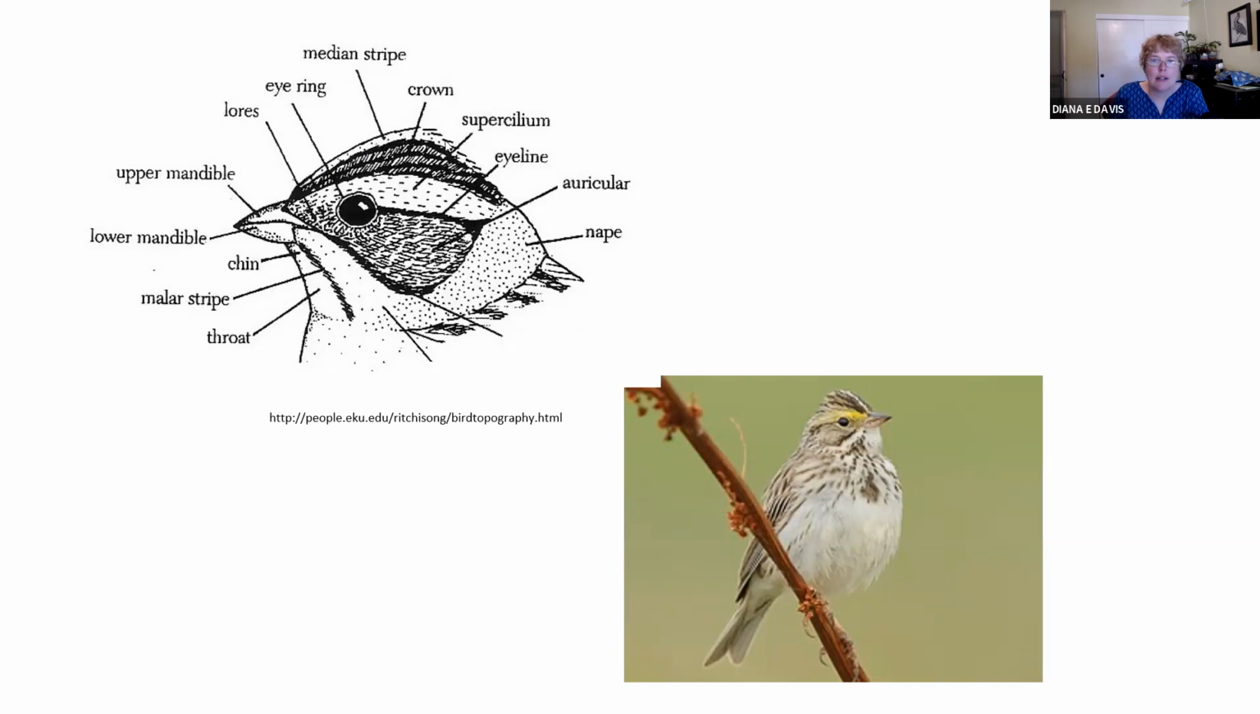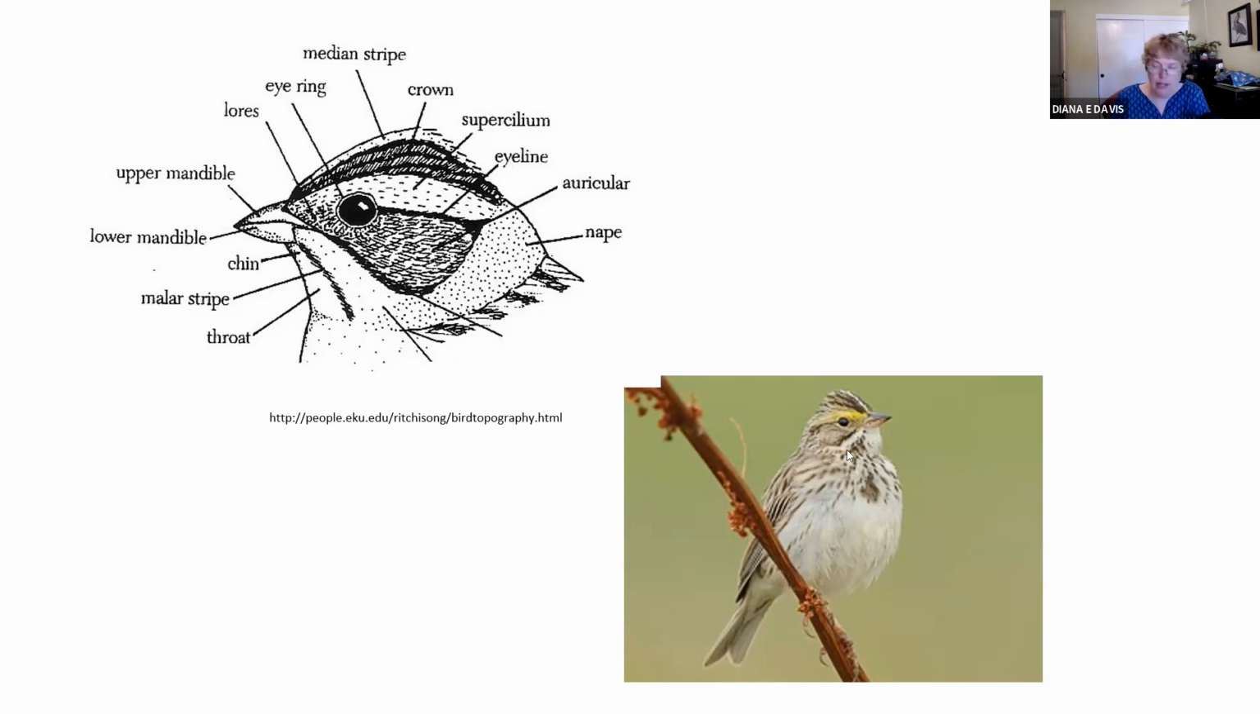It's got a stripe on the top of the head, and in fact, it's got a bunch of stripes up here. It has this line here, which is called an eye line. We use these terms when we are trying to identify wild birds.